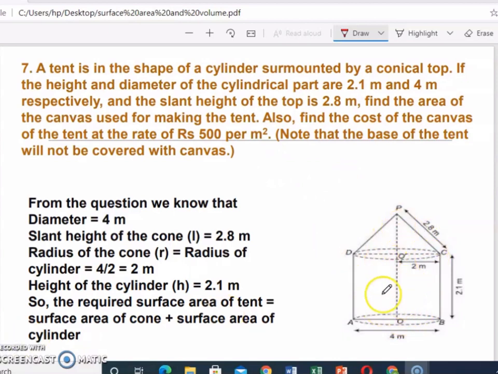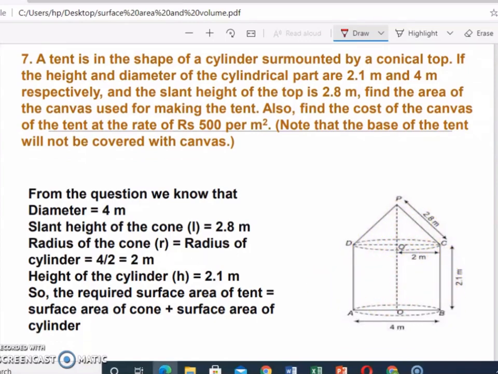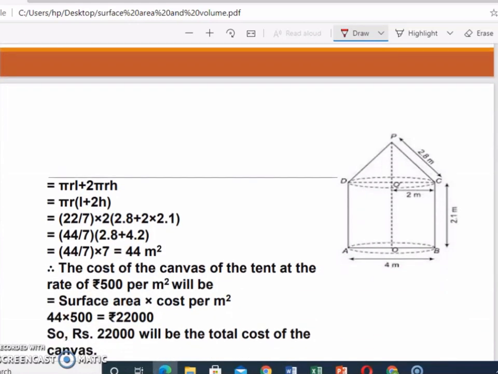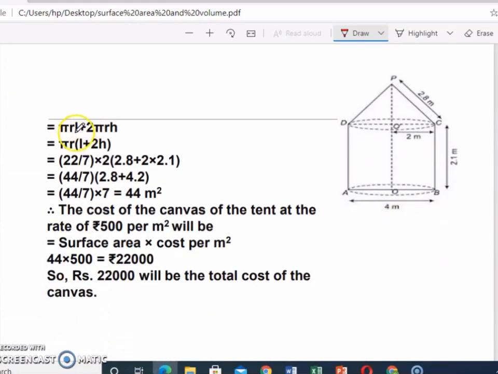So the required surface area will be CSA of the cylindrical part plus CSA of the conical part. For the conical part it will be pi RL. The slant height is already given to you. The radius and height of the cylinder are also given to you. 2 pi RH will be the CSA of the cylindrical part.